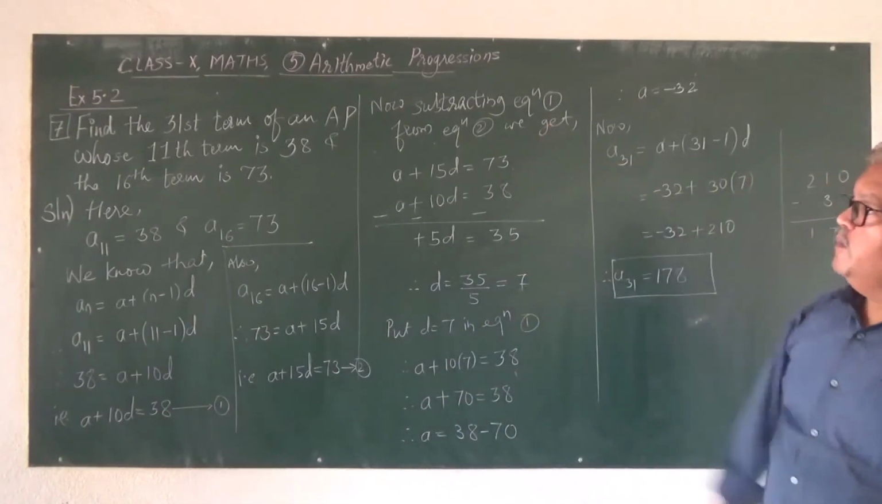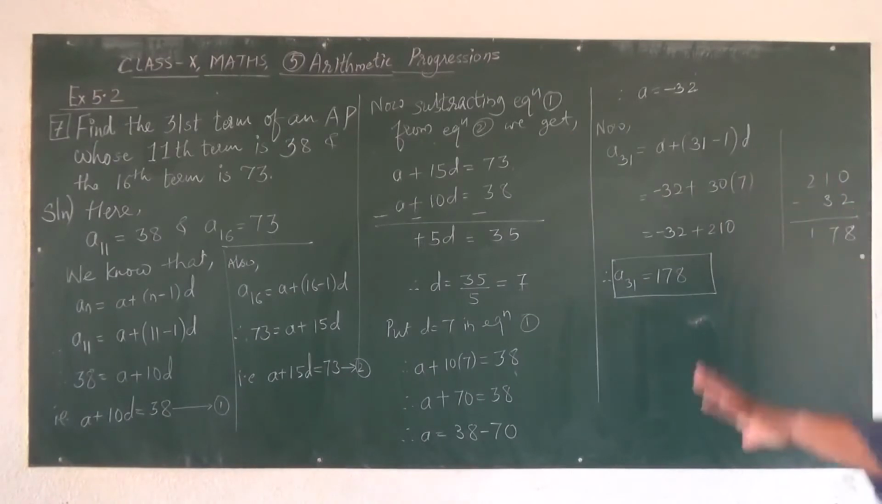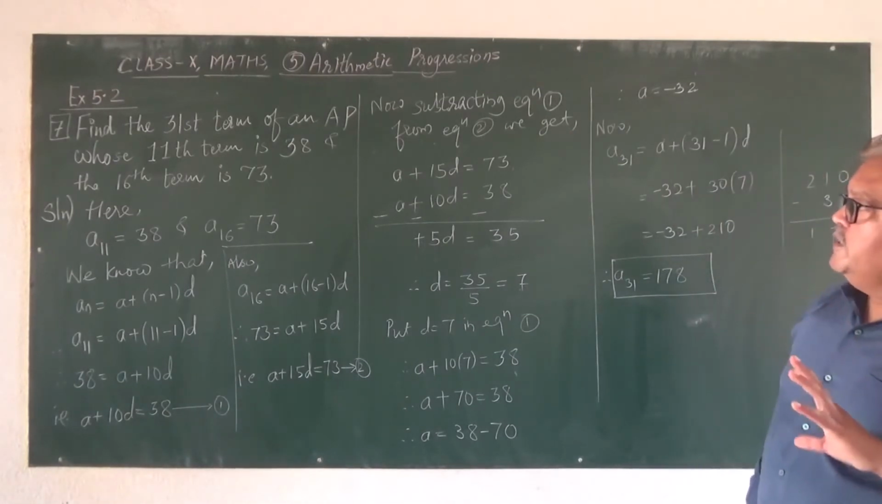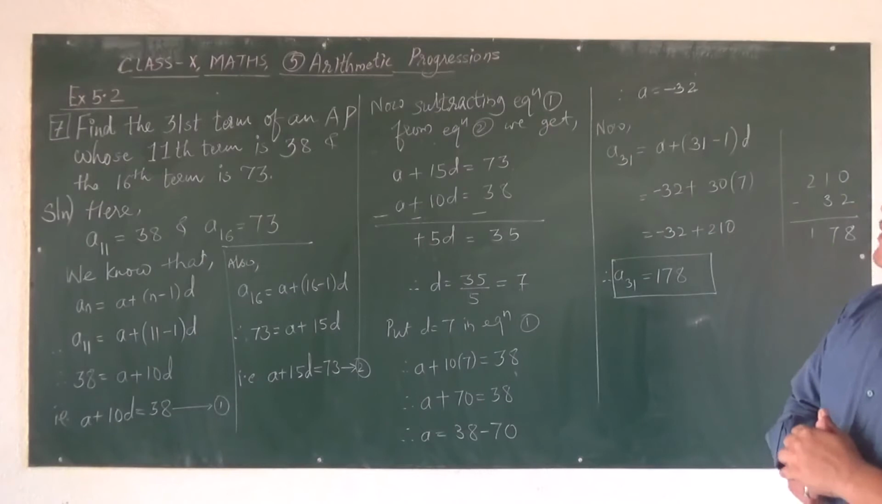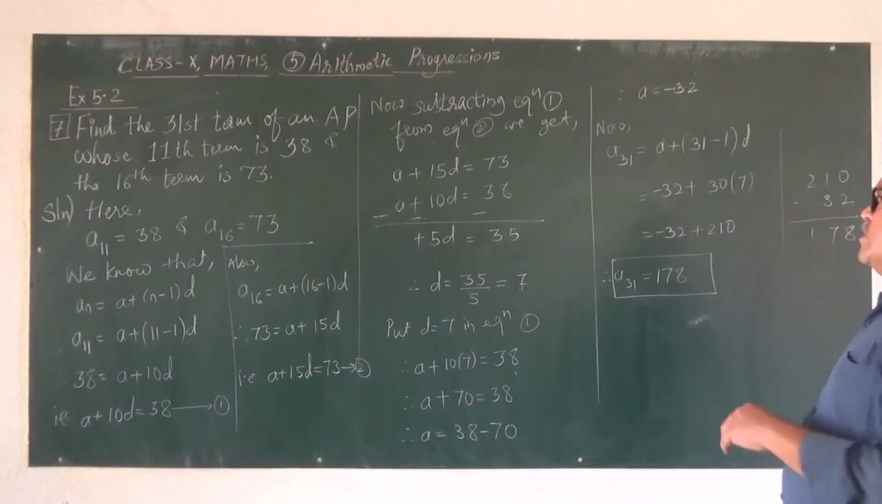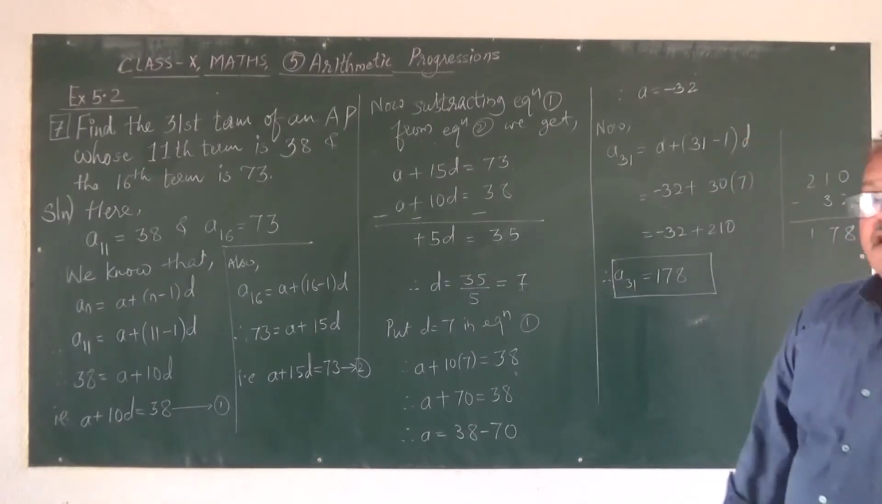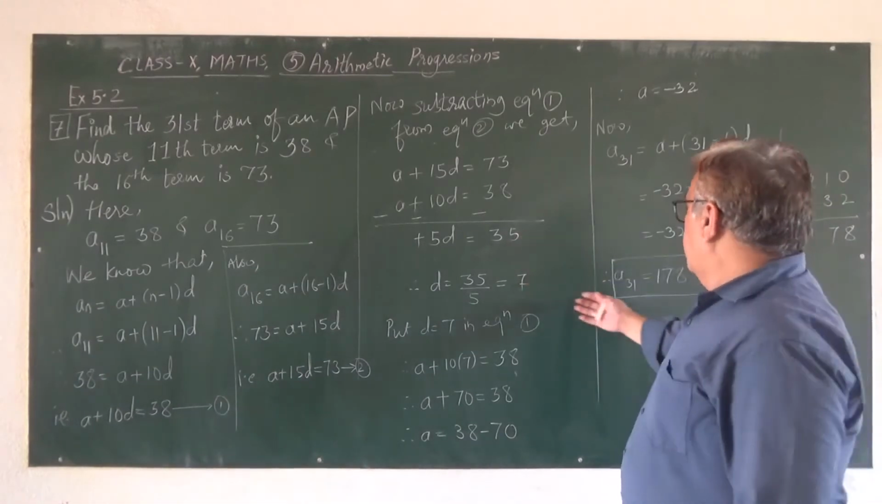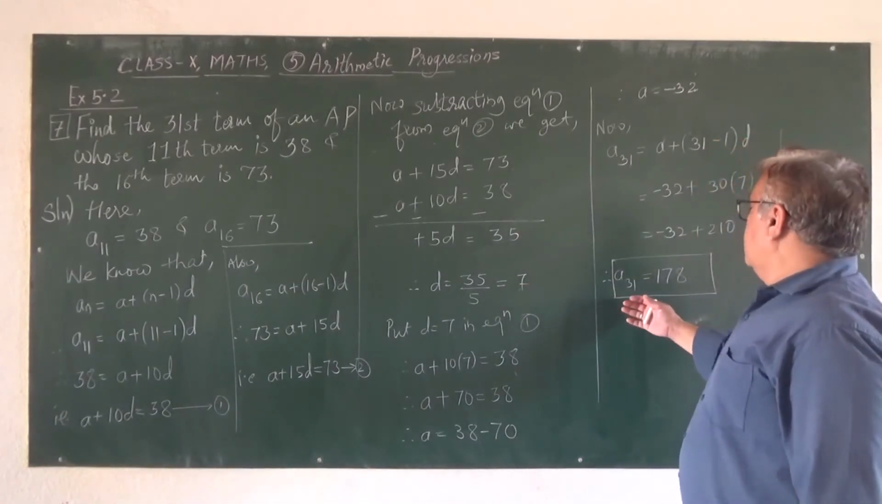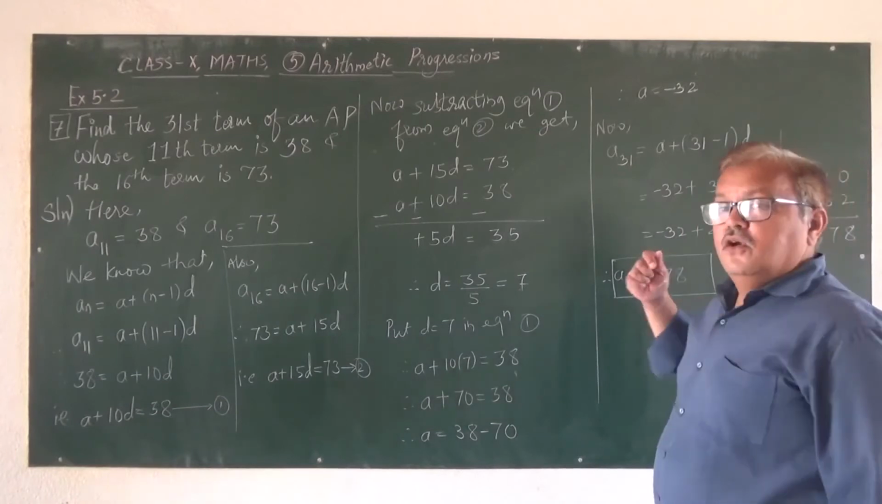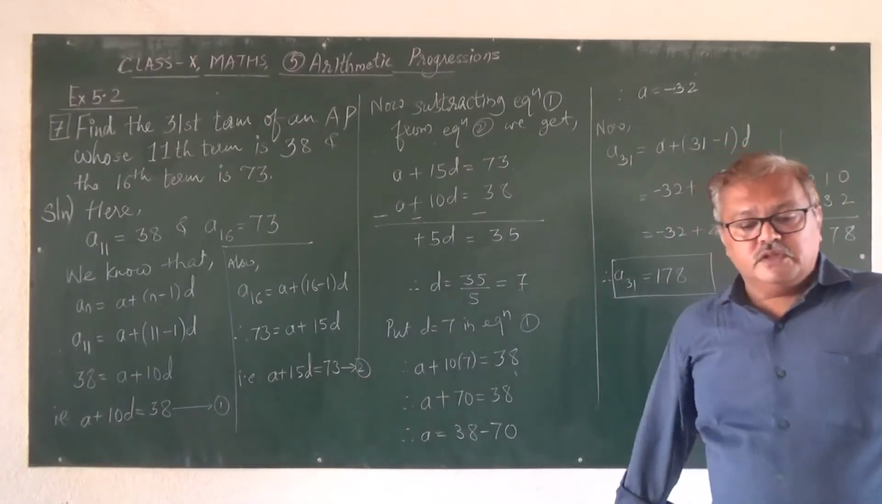So in the given AP, what was given? We don't know a, we don't know d. They only said the 11th term is 38 and the 16th term is 73. Then you have to find the 31st term. So finally we got the value of the 31st term is 178. Hope you have understood this sum.